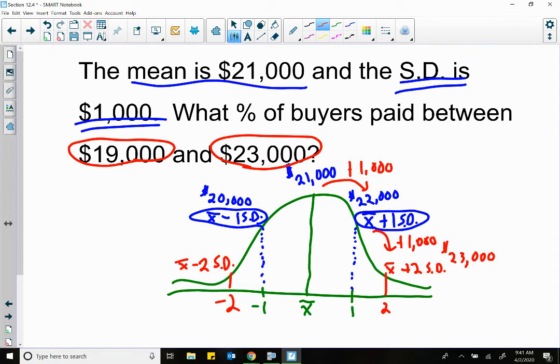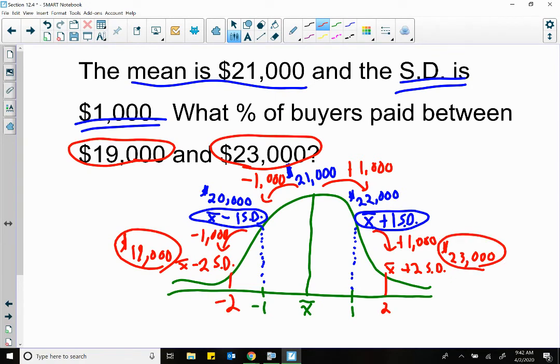At 2 standard deviations. And again, over here, just like what we were talking about, if I add 1,000 going this direction, then I'll subtract 1,000 going this direction. So down here at negative 2 standard deviations, or 2 standard deviations below, we're at 19,000. And these are the 2 numbers we're after.